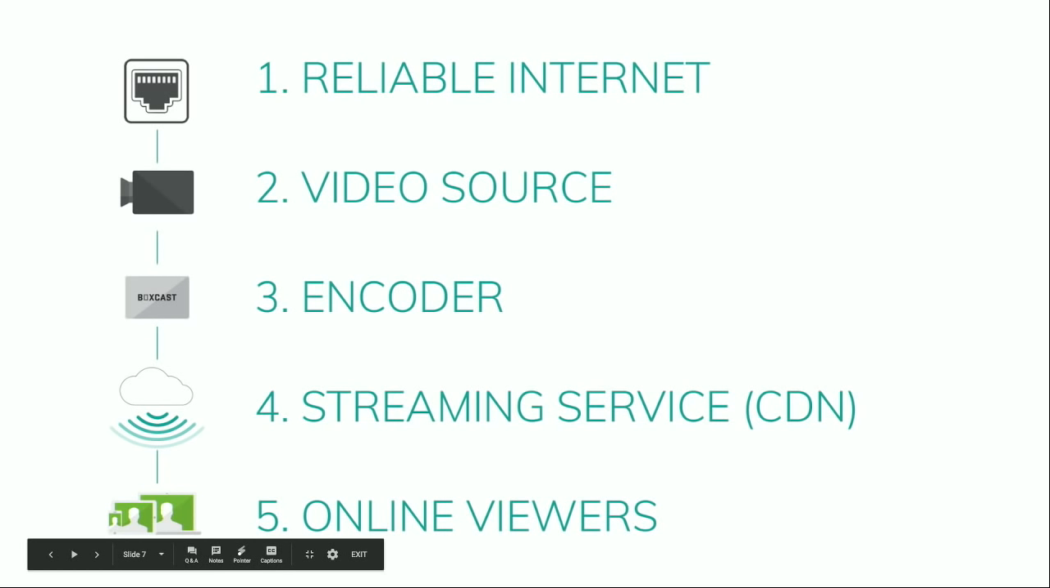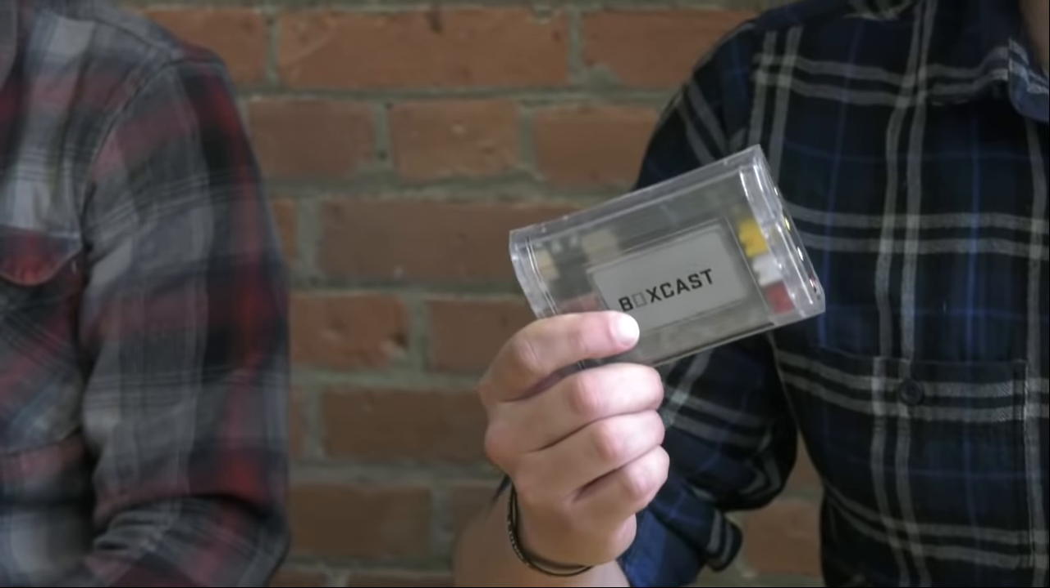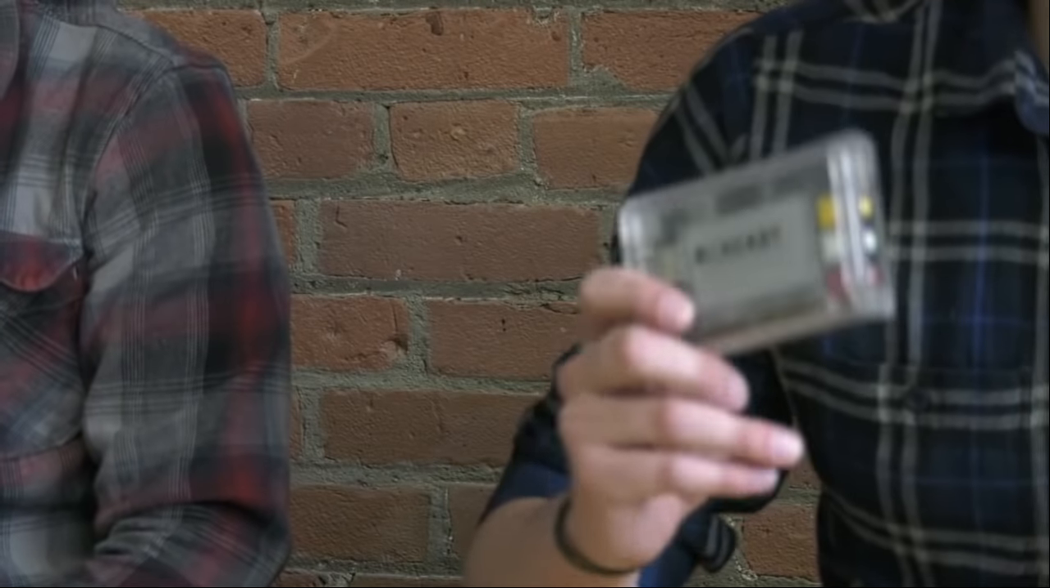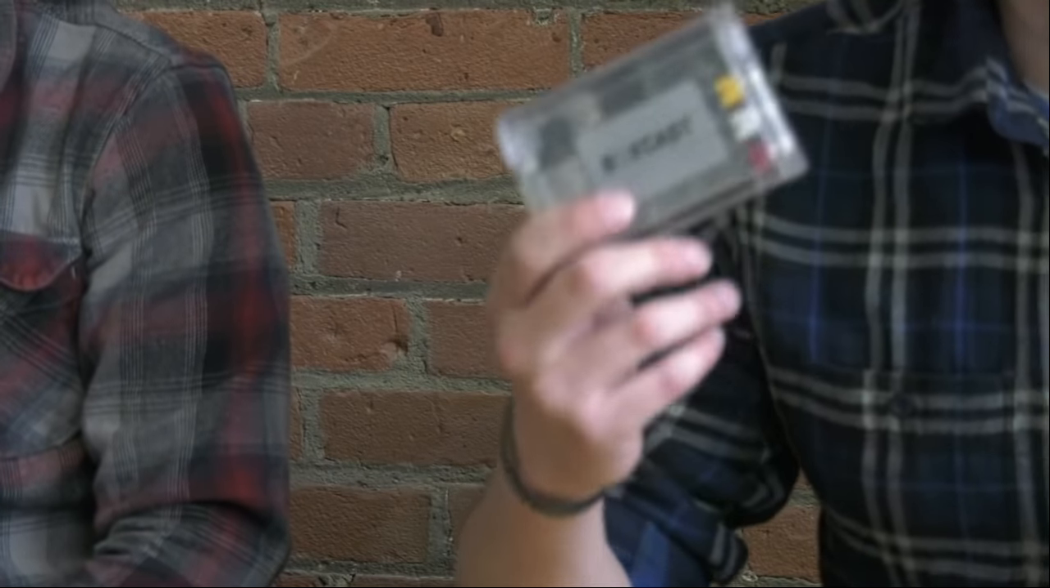The third thing is an encoder. If you don't know, an encoder is just a device. It could be a piece of dedicated hardware, like this BoxCaster, that you use to take your uncompressed video, compress it, and send it off into the internet for the CDN to receive. That is a very important thing for your live stream.